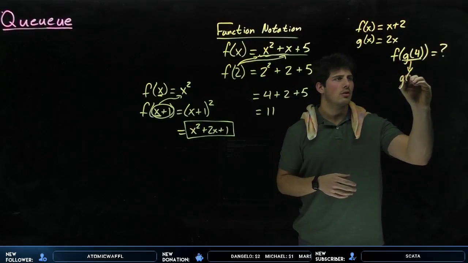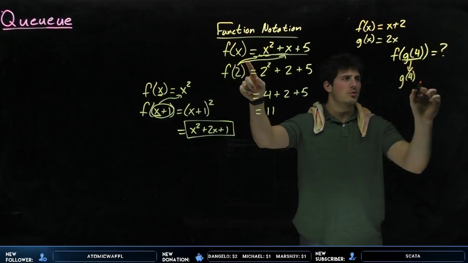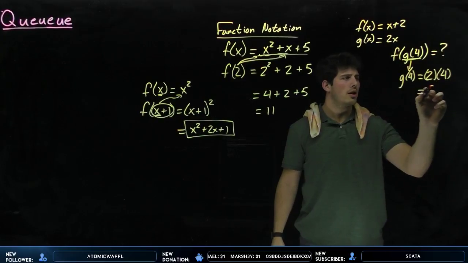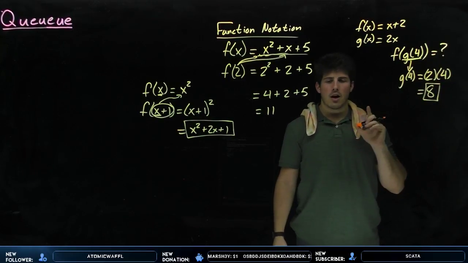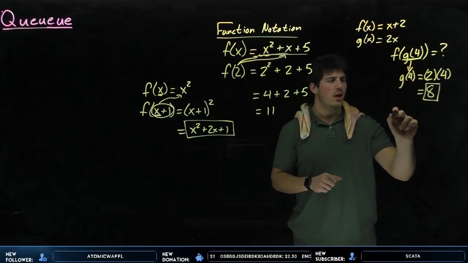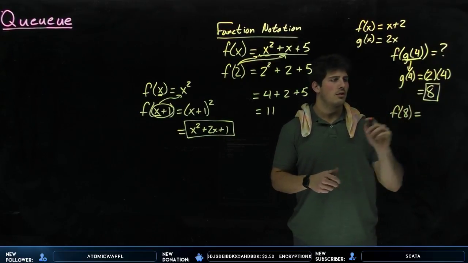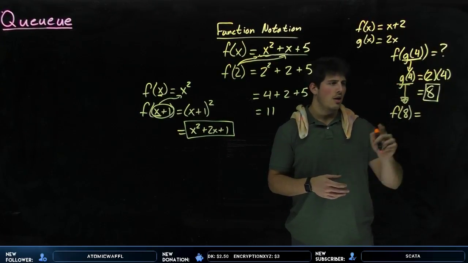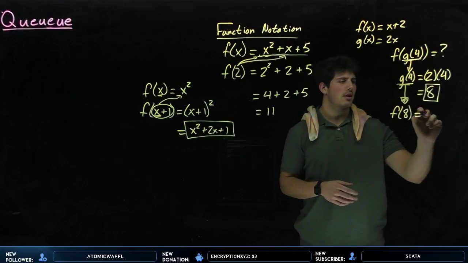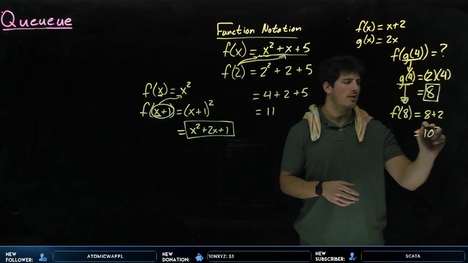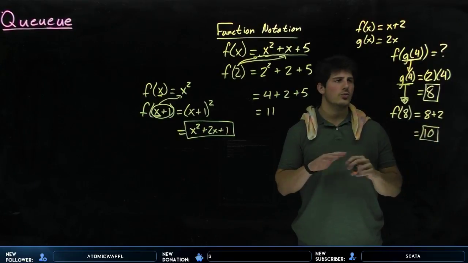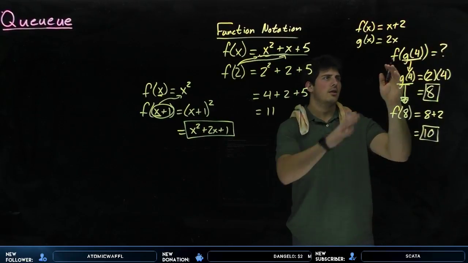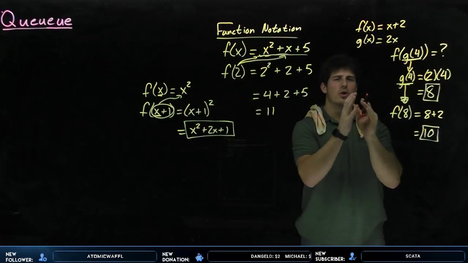g of 4, because I'm familiar with this, I'm just going to plug in 4, and I'm going to get 2 times 4, or 8. What I do now is I plug this 8 back in, so I now have f of 8. And that's because g of 4 evaluates to 8. Then I solve f of 8, and I get 8 plus 2, or 10. This works if I have h of x, L, M, N of x, and I have a very long thing. It's the same process. You just work from the middle and keep going out.